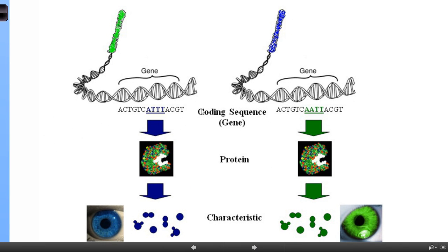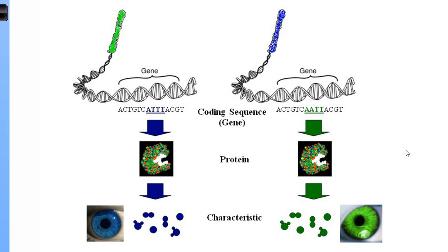So these sequences will code for similar proteins that give us similar characteristics. And that's why with homologous chromosomes, it's all about similar. Similar chromosomes with similar genes that give us similar proteins, which gives us a similar characteristic.